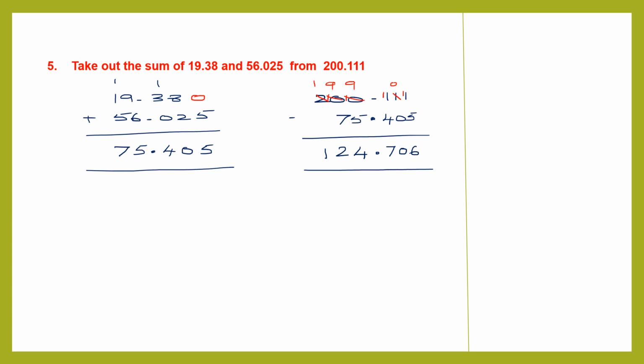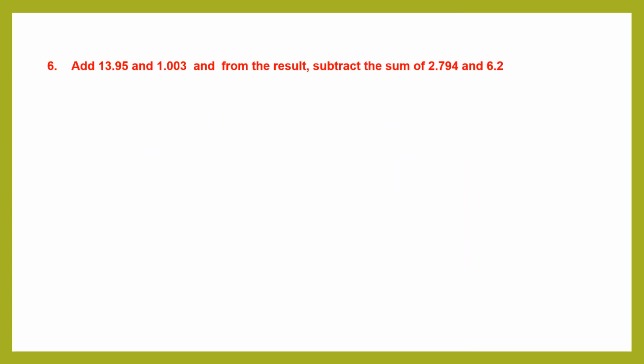So we need to write our final answer. Our final answer is the answer that we get second, that is 124.706. Question 6. Add this number and this number, and from the result, that means from the answer, subtract the sum of these two. So that means we need to add this first, then we need to add this and subtract the two answers. So let's begin.